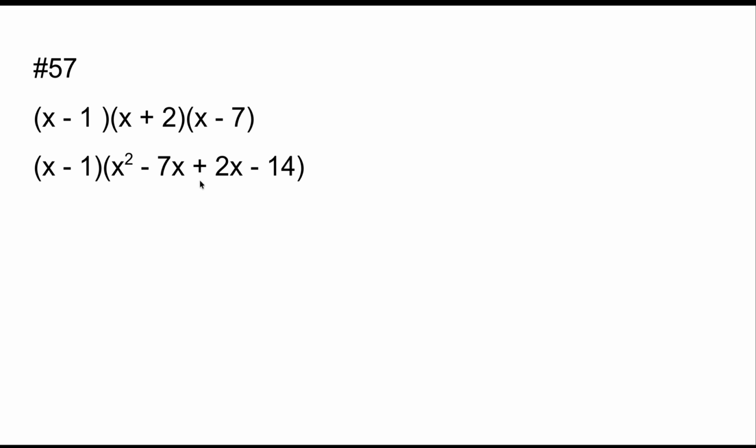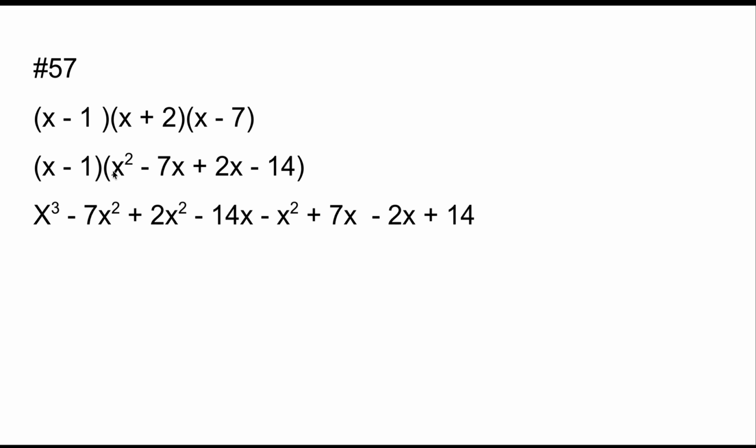Now let's multiply our first binomial times our four-term polynomial. X times x squared, x cubed. X times negative 7x, negative 7x squared. X times 2x, 2x squared. X times negative 14, negative 14x.